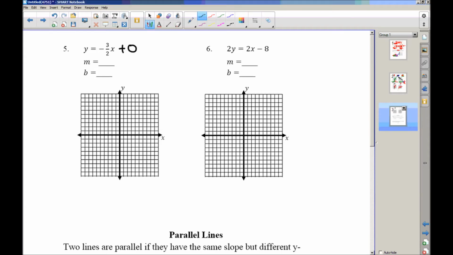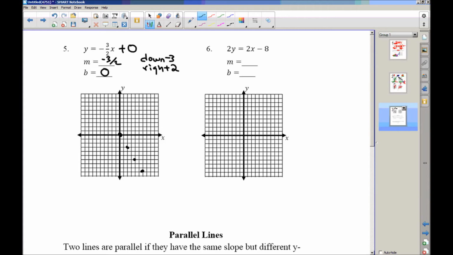On number 5, I'm going to add plus 0 on the end of here so I can see that my starting place is 0 and my slope is negative 3/2. So I put my first point on 0. And then from this spot, I use my slope, which says go down 3 and right 2. Okay? So from there, I count down 1, 2, 3, and right 2, 1, 2, 3, and right 2, and 1, 2, 3, and right 2.